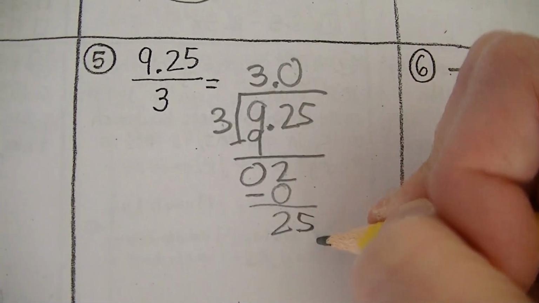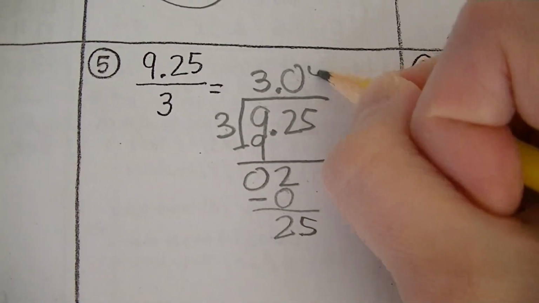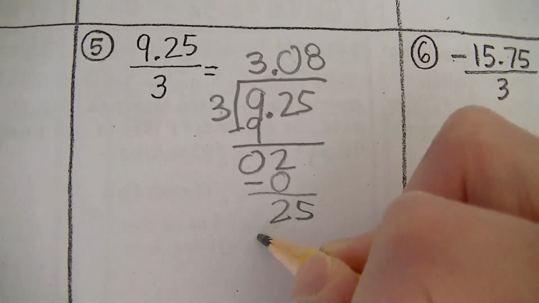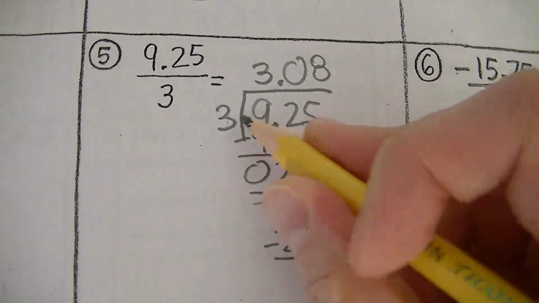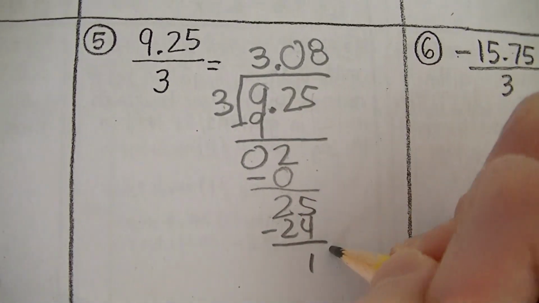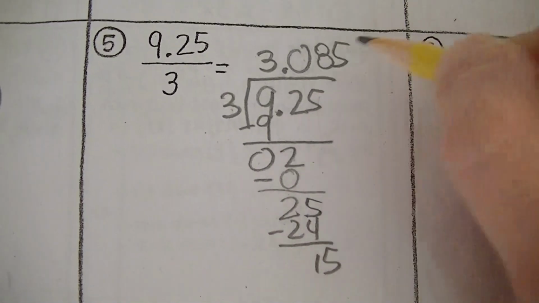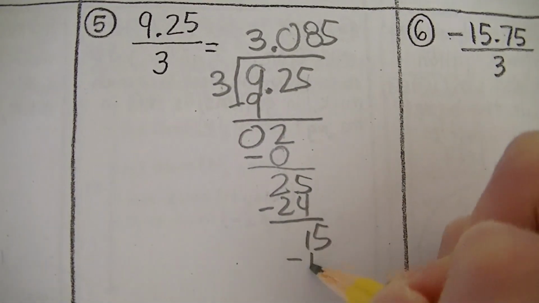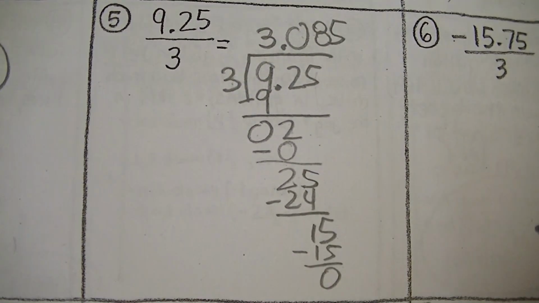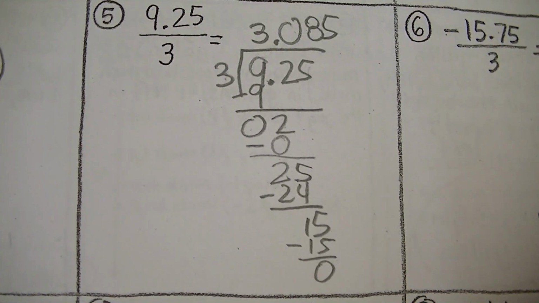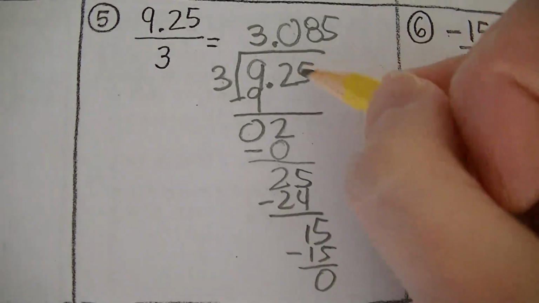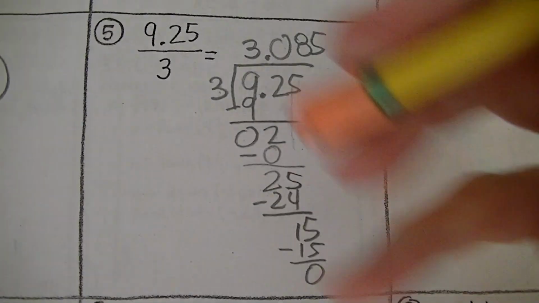3 goes into 25. Let's see, 8 times. 3 times 8 is 24. 1 left over. 3 doesn't go into 1, but bring that 5 down, make it 15. 3 goes into 15 5 times. 3 times 5 is 15. None left. Did I mess up here? Oh, you know what I did? I already brought that down. Sorry.